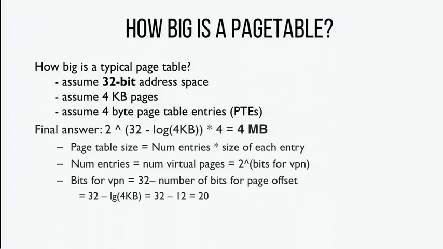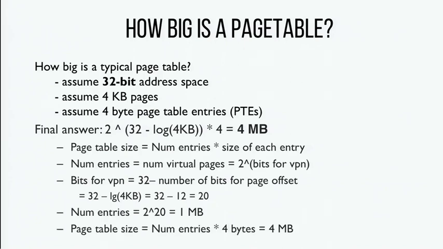So each page table we have for every process that's running in the system requires 4 megabytes of memory. This clearly seems ridiculous and problematic, but it's still going to be the base of everything that we're going to do here. Okay. So any questions about that calculation?